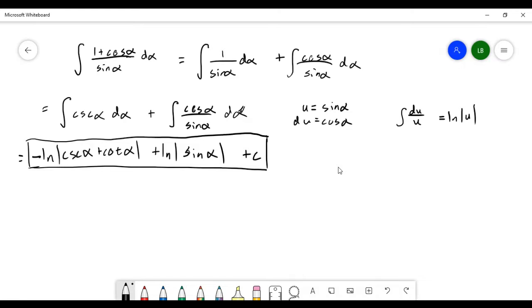We could go through a process of simplifying this one by combining natural logs and then probably using some kind of trig substitutions or trig identities. But I'm not going to get into that process because that's not directly related to this integral. So, all right, any questions?